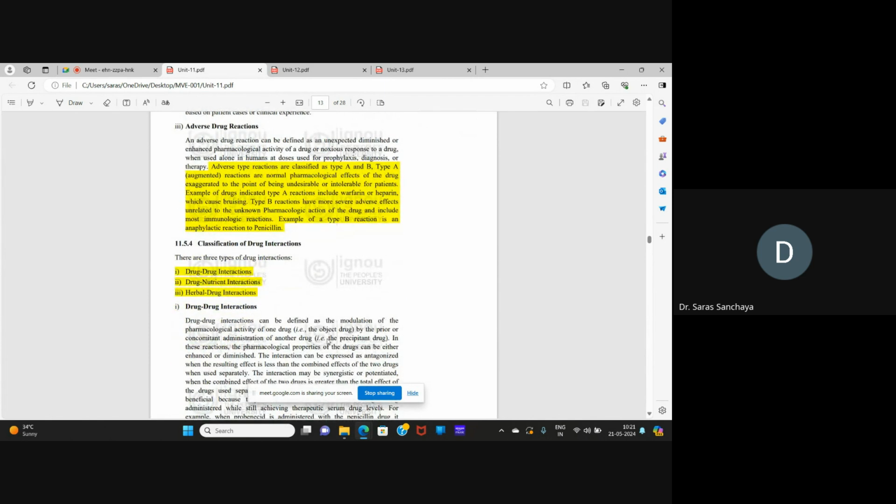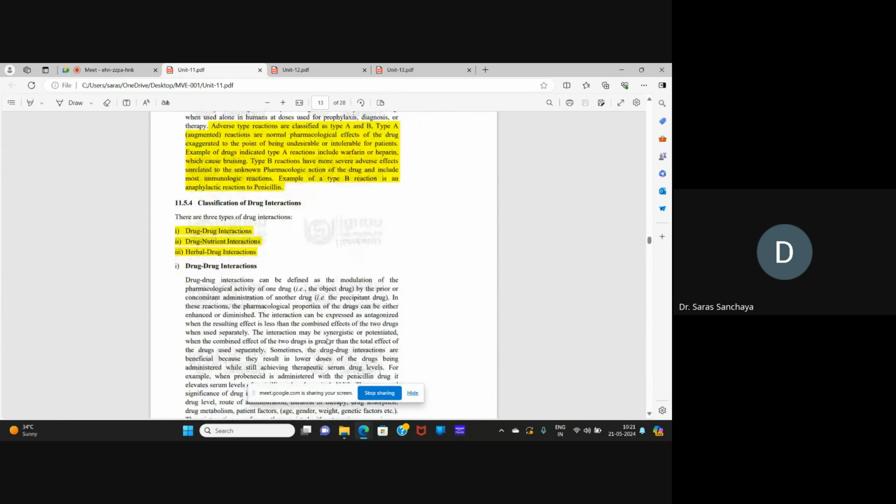Then classification of drug interactions. There are three types of drug interactions: drug drug interactions, drug nutrient interactions, and herbal drug interactions.